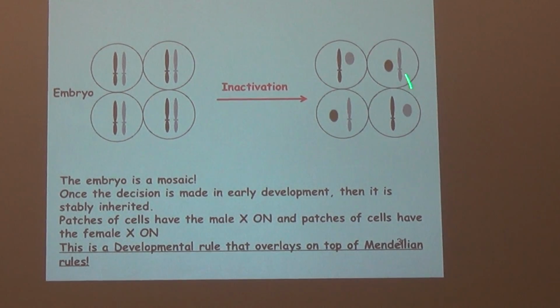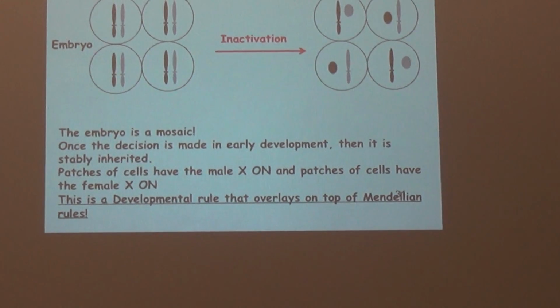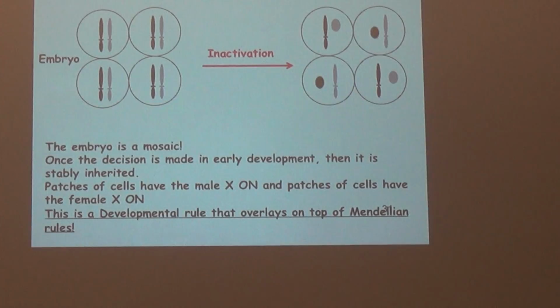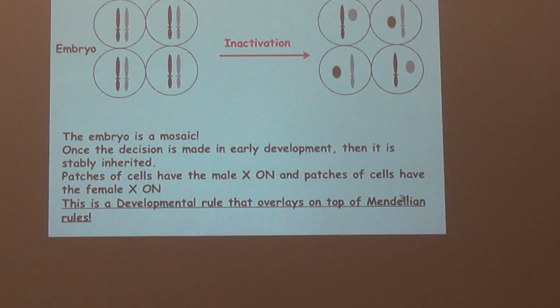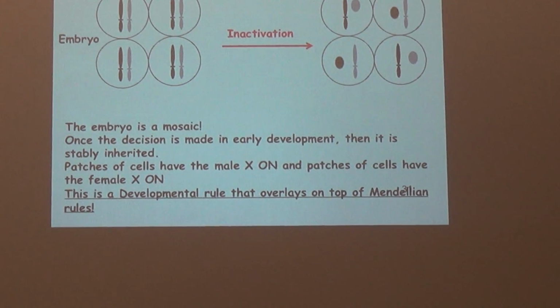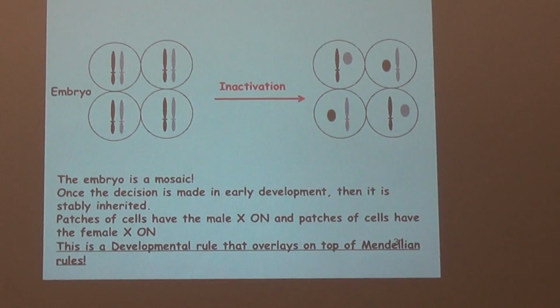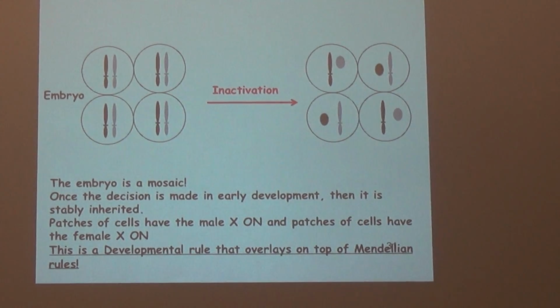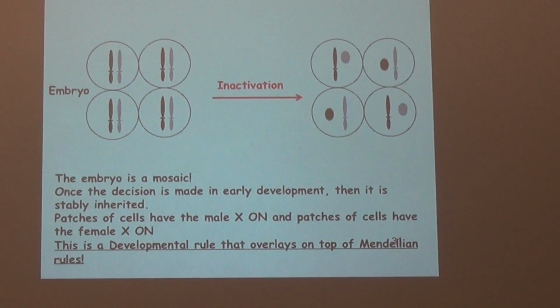Right? So this is the important thing: the genes are all the same in all of the cells. No difference. But because of this inactivation of the chromosome, the expression of the genes varies. It's a developmental rule that sits on top of a Mendelian rule. And that's why we call it epigenetics. It's on top of genetics.